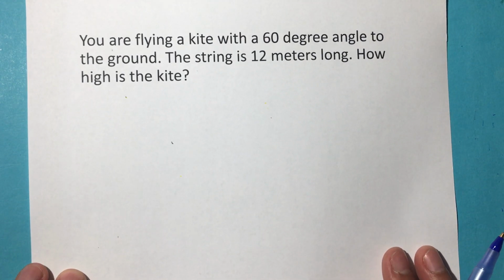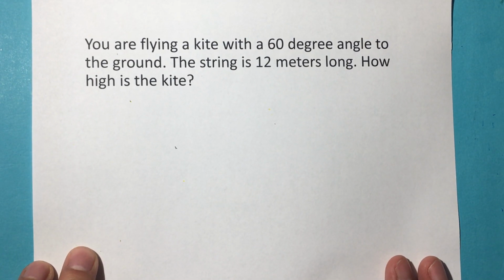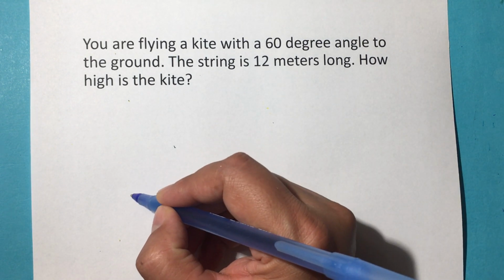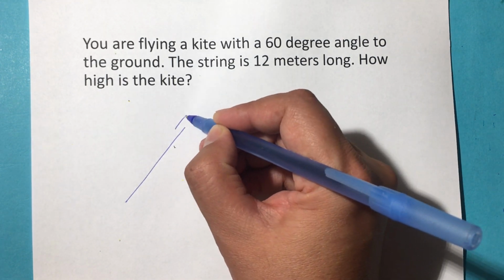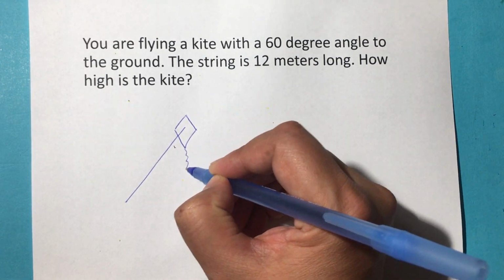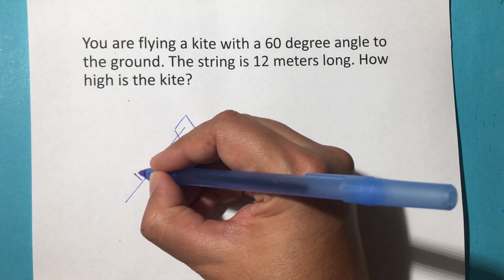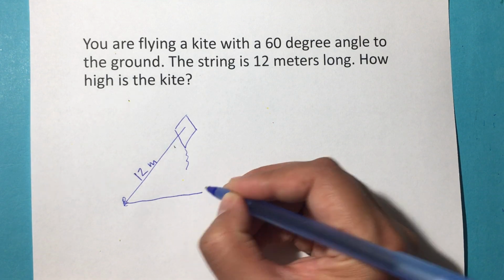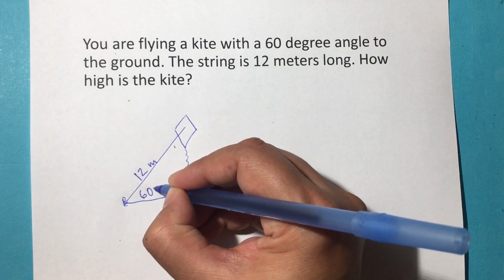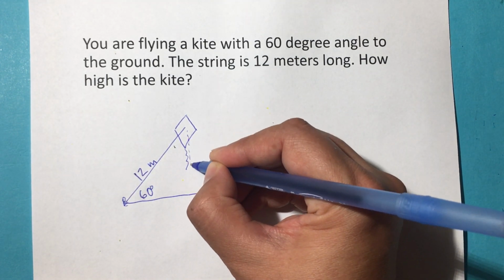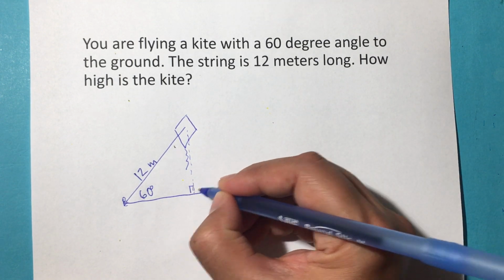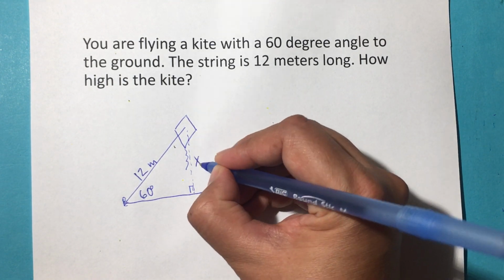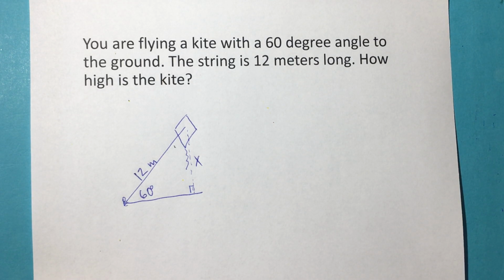So it says you're flying a kite with a 60-degree angle to the ground. The string is 12 meters long. How high is the kite? So if we draw a kite here, the string is 12 meters long. And you're flying it here, with the ground it creates a 60-degree angle. Then how high is this kite? Okay, so that's what we're looking for. How high is the kite?